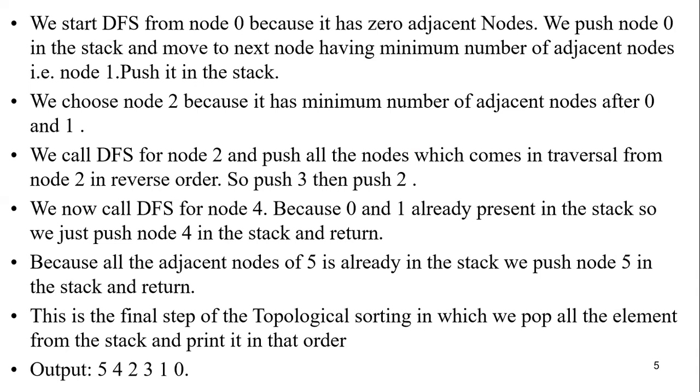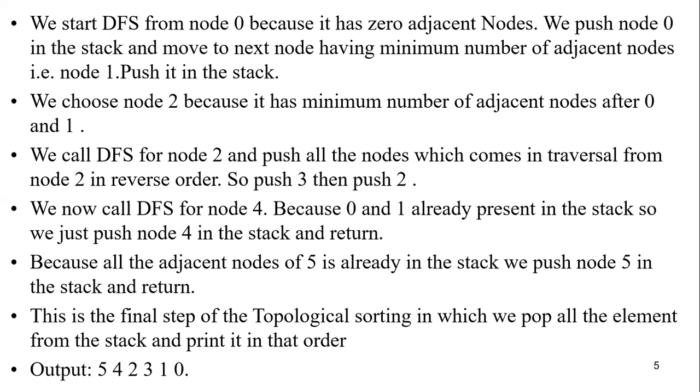Then we choose node 2 because it has the minimum number of adjacent nodes after 0 and 1. So we apply DFS for node 2. Whenever we apply DFS to node 2, we push all its adjacent nodes. So here we push 3 and then we push node 2. Later we are left with node 4 and node 5. First we consider node 4 and then node 5. In the other order, you can consider node 5 first and then node 4, because we get two sorted arrays, so either case can be considered.